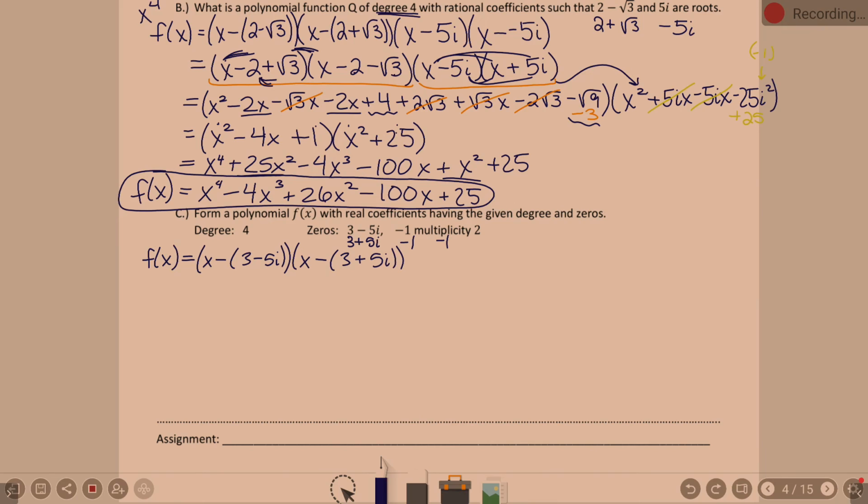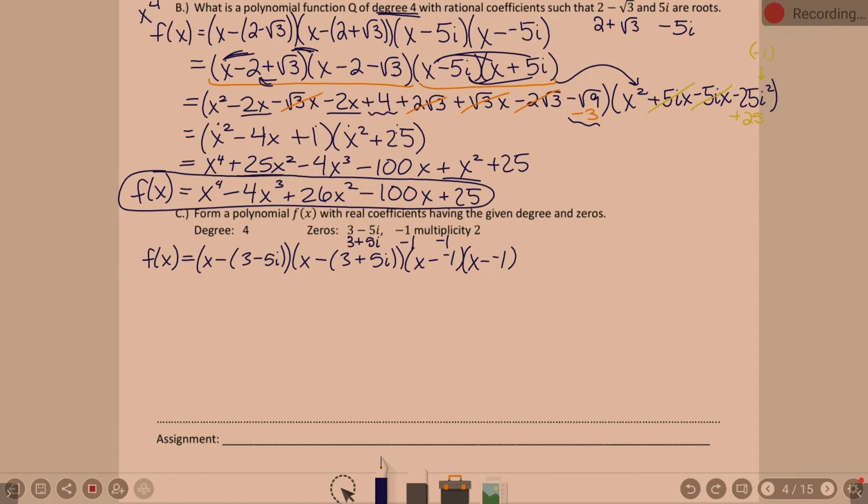Negative 1, how do we express that? Most of you guys are going to probably tell me, oh, if it's negative 1, I'm going to say x plus 1, right? Or x minus negative 1. And then multiplicity of 2 says I have 2 of the exact same parentheses. That's what multiplicity of 2 says. If it was multiplicity of 3, we'd have a third parenthesis. Multiplicity of 4, we'd have 4 of the same parentheses.